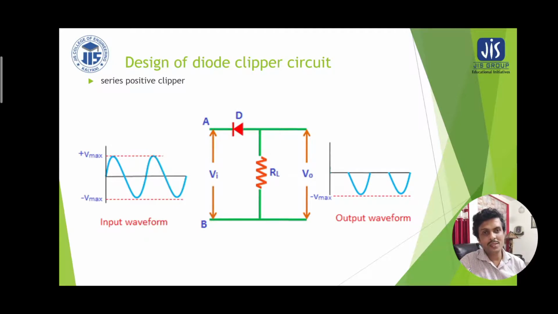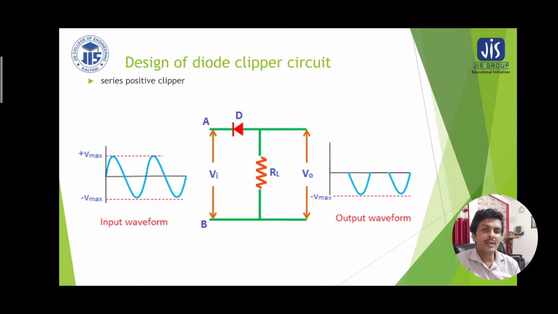So in this series positive clipper, how is it working? Why is it series? Because the diode is connected in series connection, that is why it is a series clipper. And why is it a positive clipper? Because if we observe the output waveform, it does not have any positive sweep of the input signal. So the positive sweep of the input signal is completely removed. Therefore it is a simple positive clipper. It is not partial, it is the complete removal of the positive half cycle.